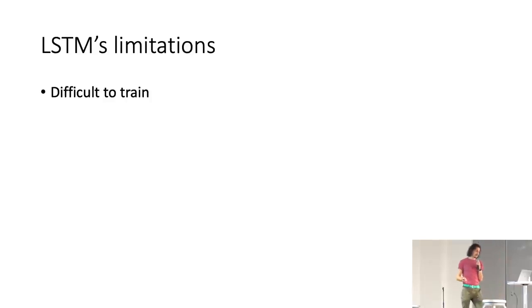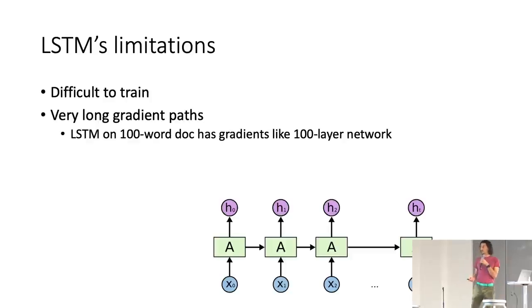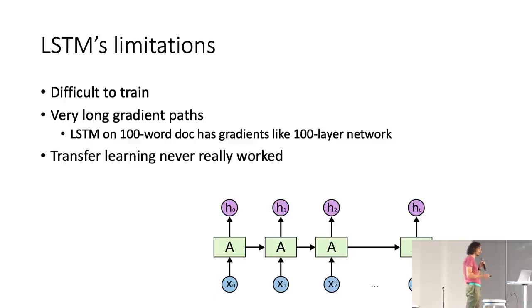However, LSTM is still pretty difficult to train because you still have these very long gradient paths. Even with those residual connections, you're still propagating gradients from the end all the way through this transformation cell to the beginning. For a long document, this means very, very deep networks that are notoriously difficult to train. And more importantly, transfer learning never really worked on these LSTM models.